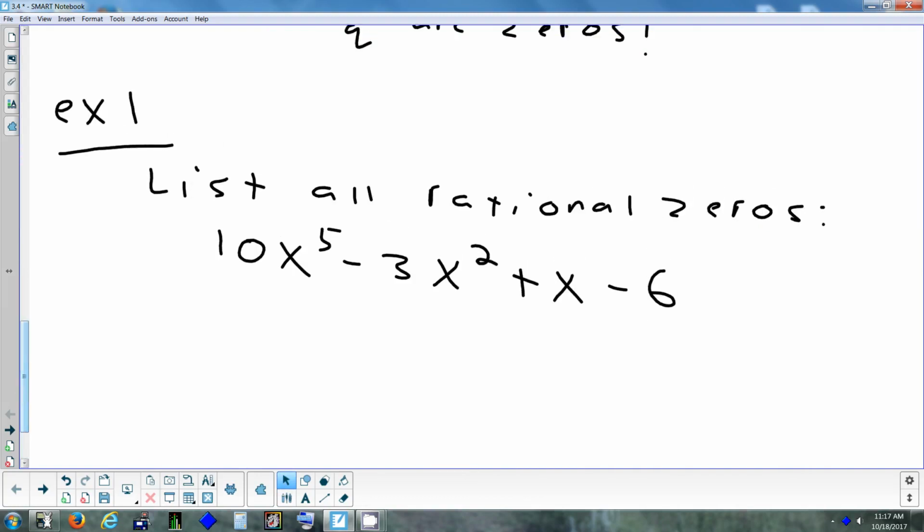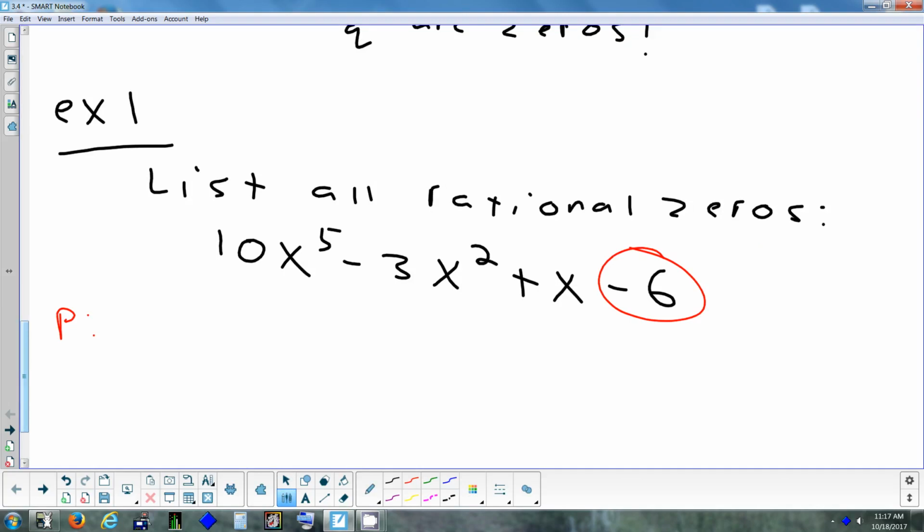Okay, so let's start with P. P is all the factors of the constant. First of all, can someone just tell me which number I am focusing on? What number is the constant here? Josh? The -6. The -6. Can somebody give me a factor of 6? It would be a number that divides into 6 without remainder.